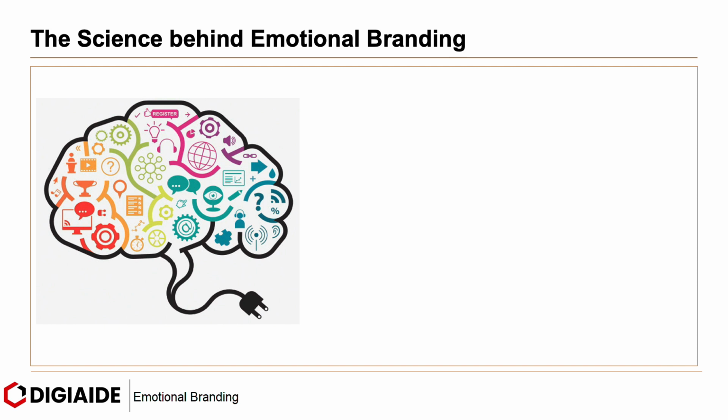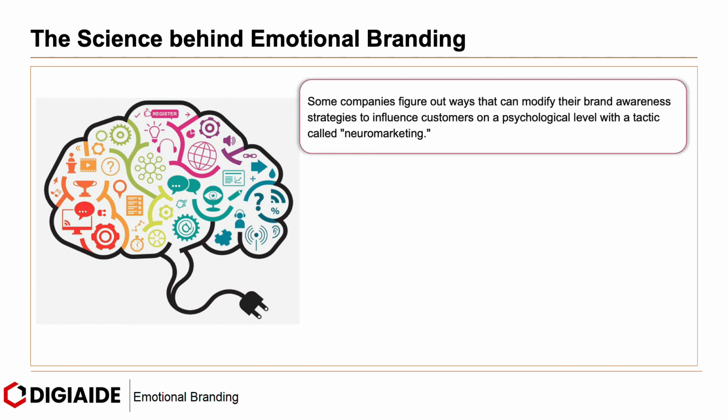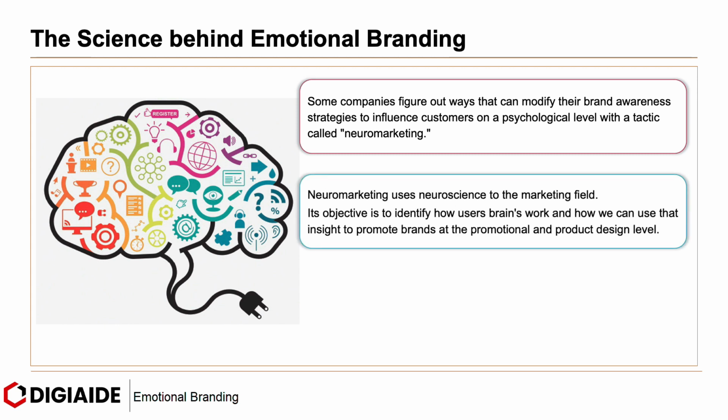Now let's look at the science behind emotional branding. Some companies figure out ways to modify their brand awareness strategies to influence customers on a psychological level with a tactic called neuromarketing. Neuromarketing applies neuroscience to the marketing field. Its objective is to identify how users' brains work and how we can use that insight to promote brands at the promotional and product design level.